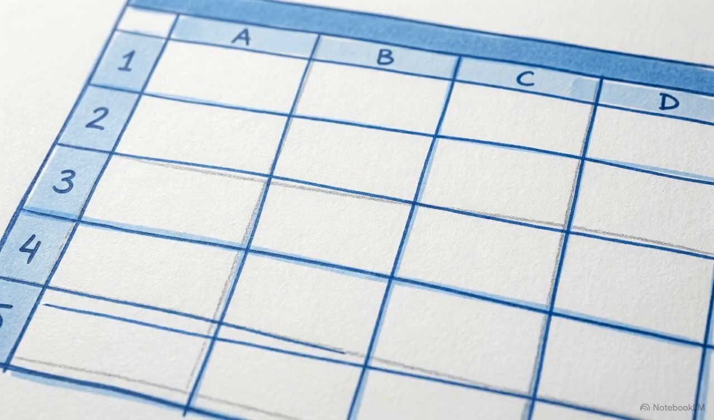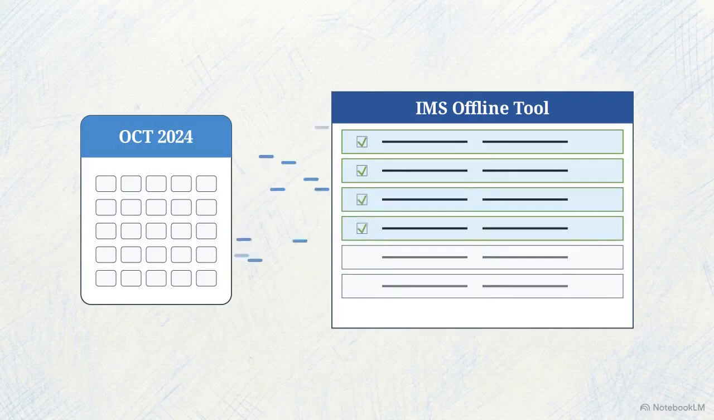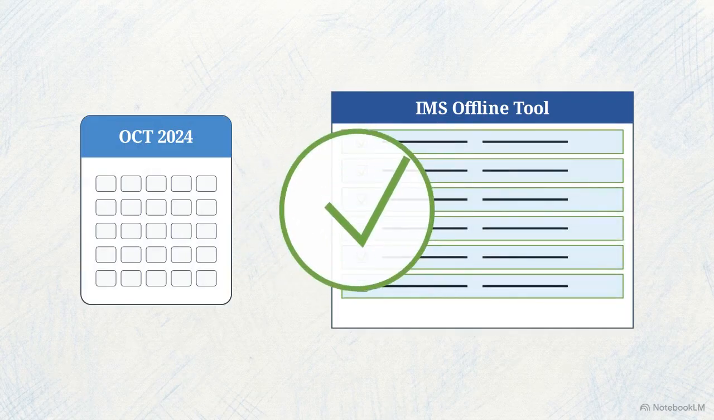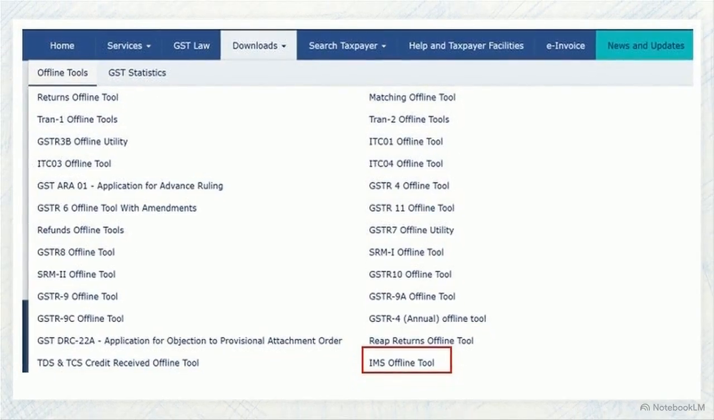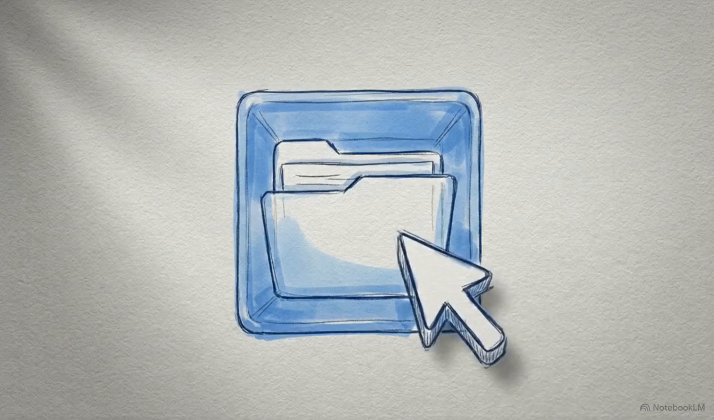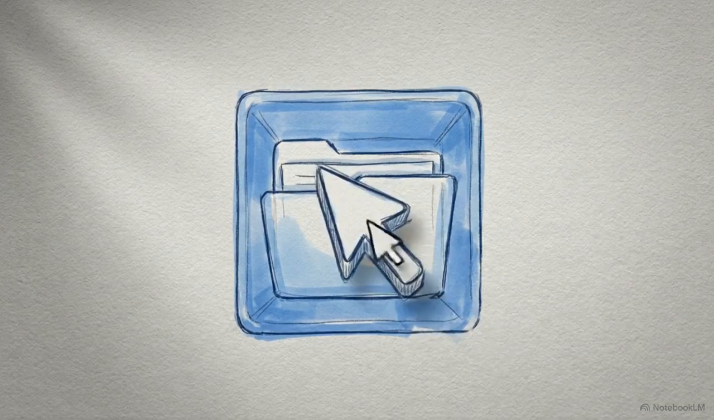Today, we're going to master this specific Excel utility, showing you how to skip manual data entry and process your entire month's compliance efficiently. First, let's grab the tool. Log into the GST portal and navigate to Downloads. Select Offline Tools, then click on IMS Offline Tool. The tool downloads as a standard zip file. Make sure you extract the entire folder to a local drive on your computer before trying to open it.